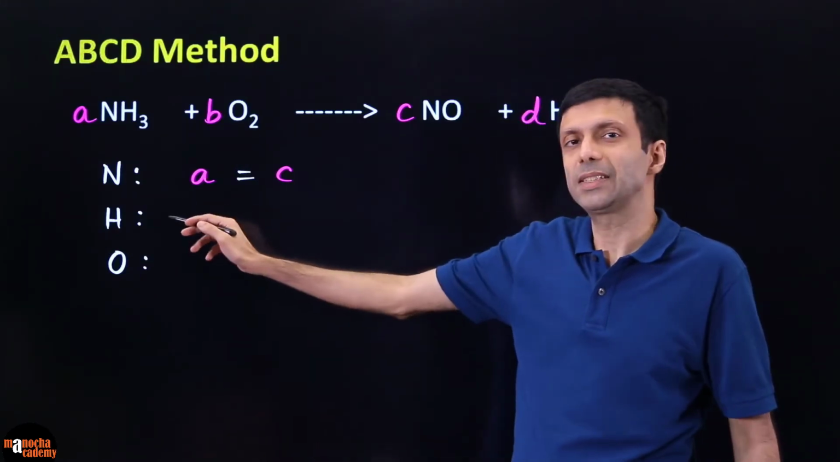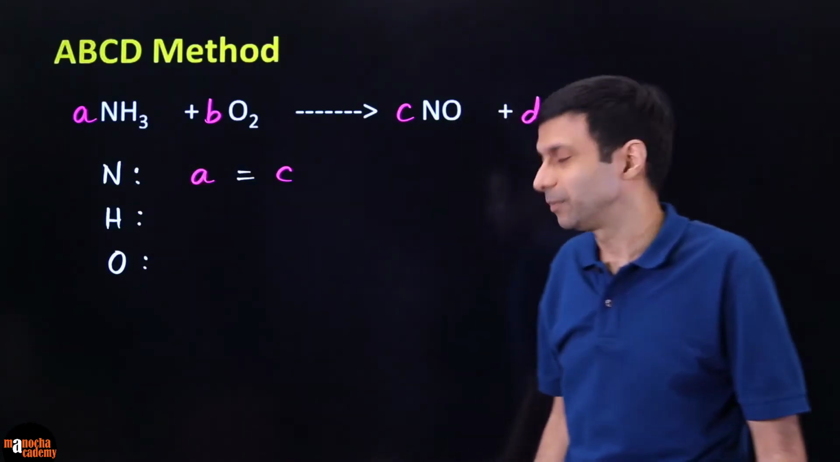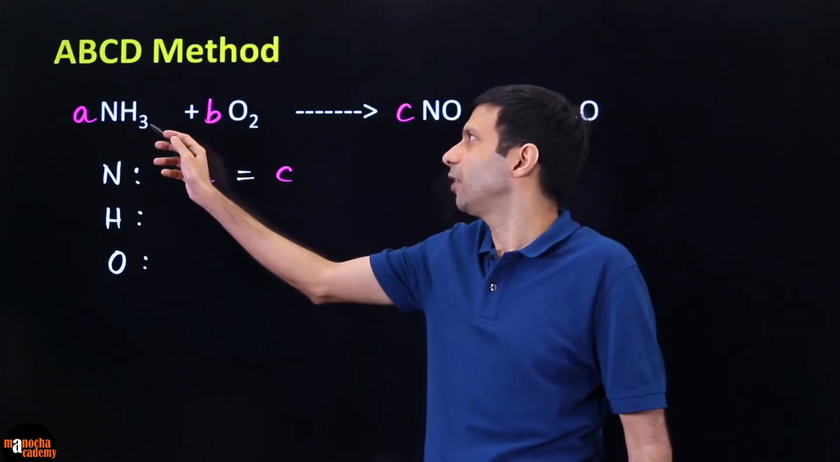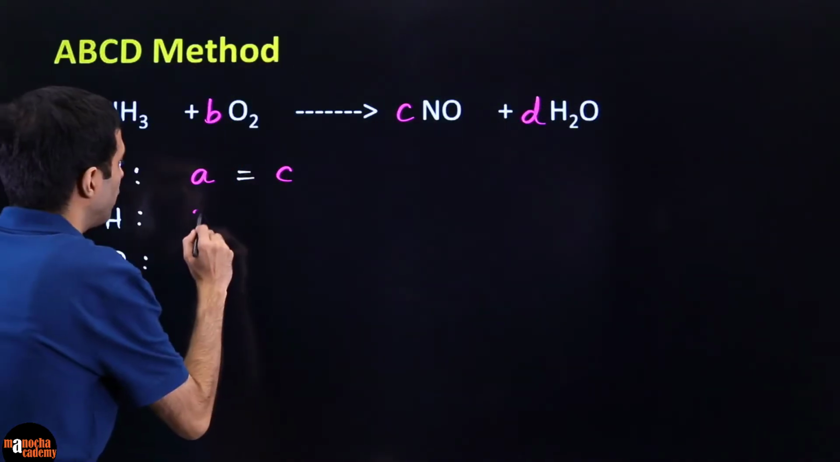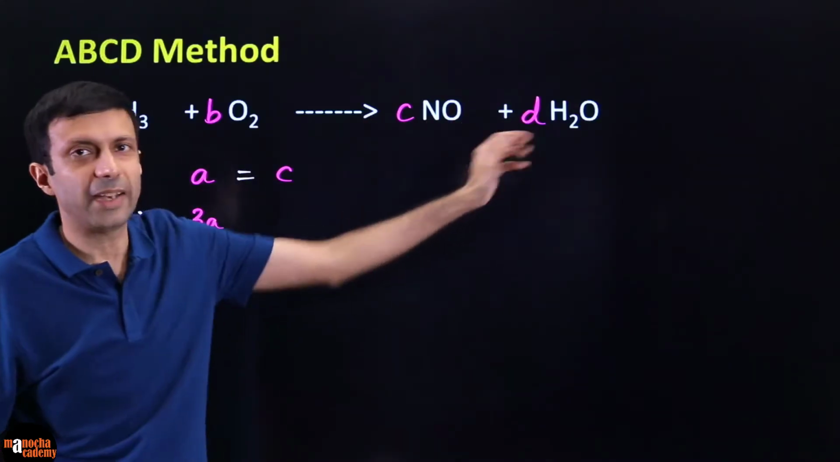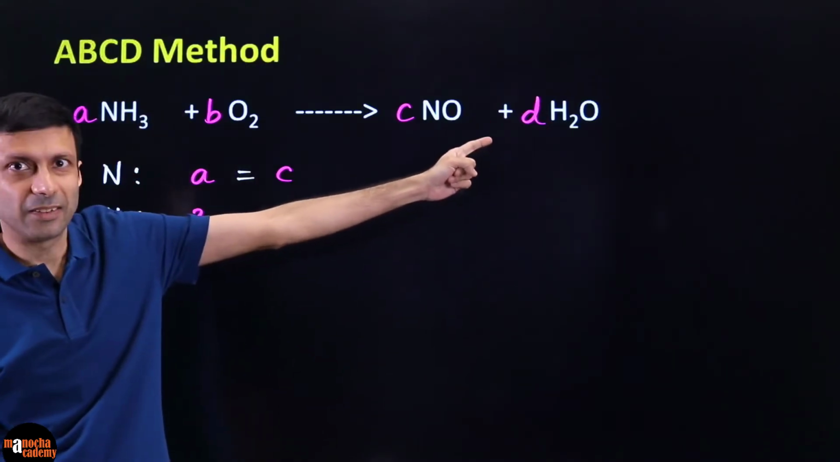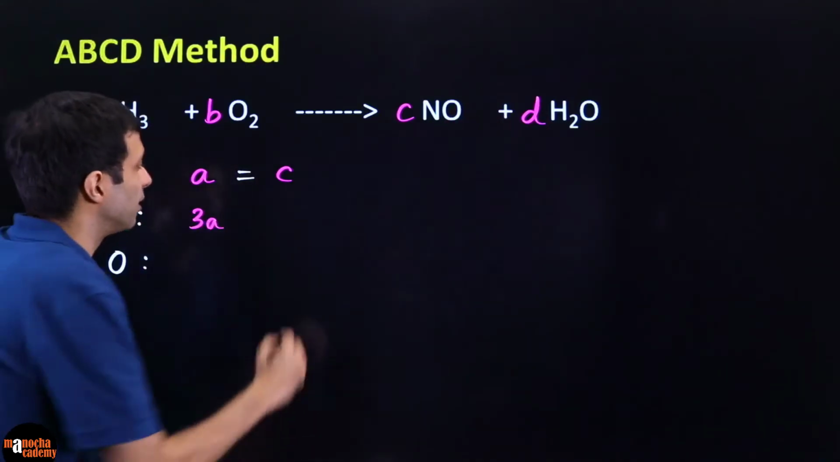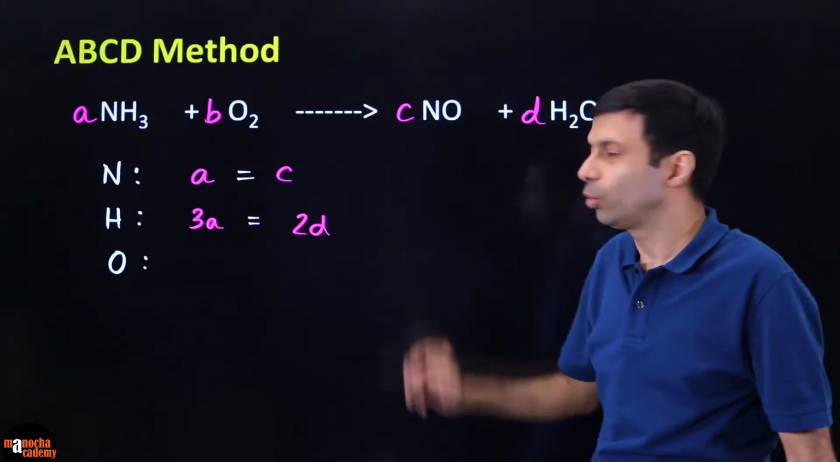So now go to the next element, hydrogen. How many hydrogen atoms on the left side? So you can say ammonia has 3 hydrogen times A. So we have 3A hydrogen on the left. How many hydrogen on the right? Water has 2 hydrogens, but there is a multiplier by D. So it's going to be 2 times D, 2D. So we have 3A equal to 2D.